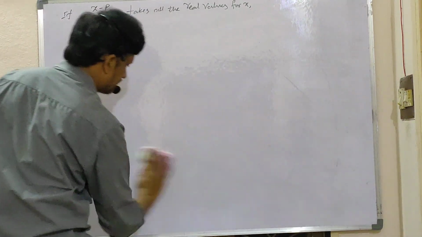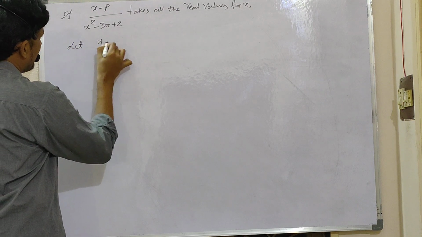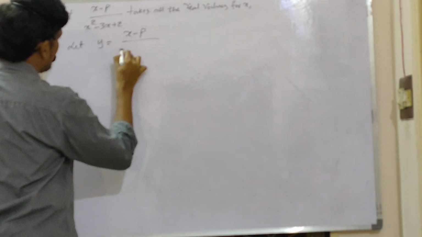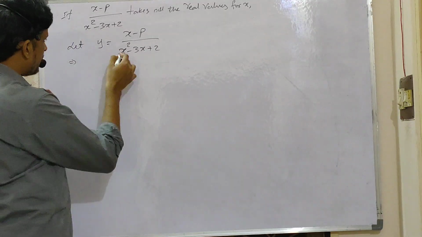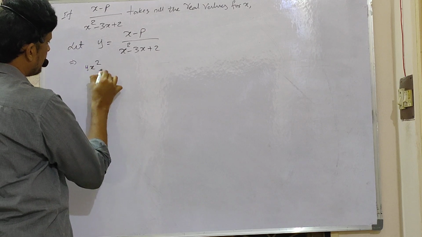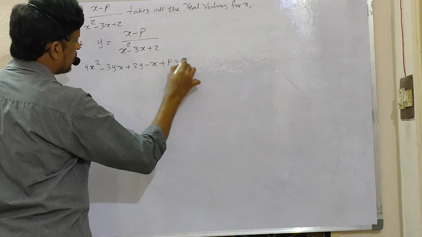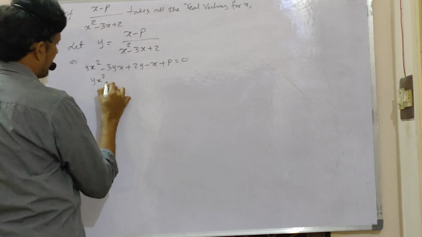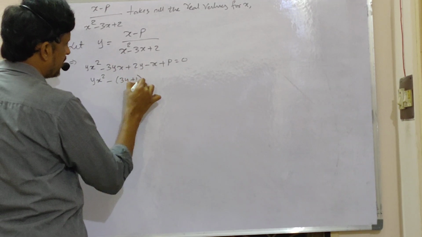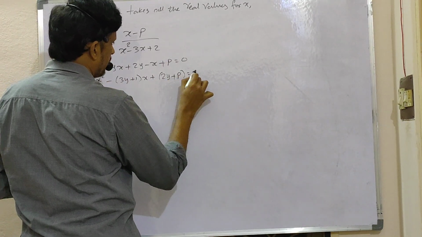So here, let y be one of the values of the given expression, that is y is equal to (x minus p) by (x square minus 3x plus 2). Then cross multiplication gives y x square minus 3yx plus 2y minus x plus p is equal to 0. So that is yx square, there are two x terms, minus (3y plus 1) into x, plus constant, that means 2y plus p, is equal to 0.